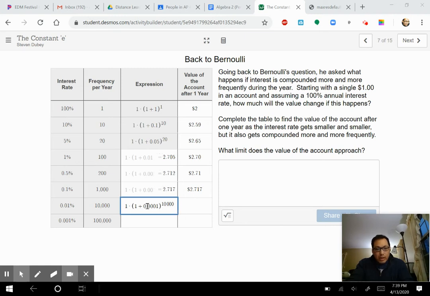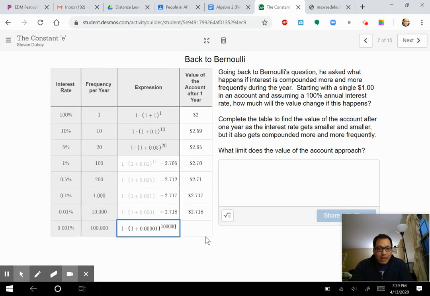We're increasing by this tiny amount 10,000 times, and we're getting closer. We've got 2.718 is this value that we're getting closer to. We can get even closer. 1 times 1 plus 0.00001, a tenth of 1% of that. This would be another 0 and another 0. I think that's correct. 4 zeros. And it's happening 100,000 times.